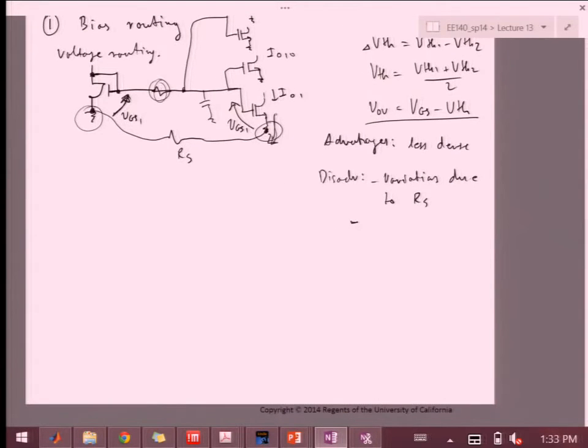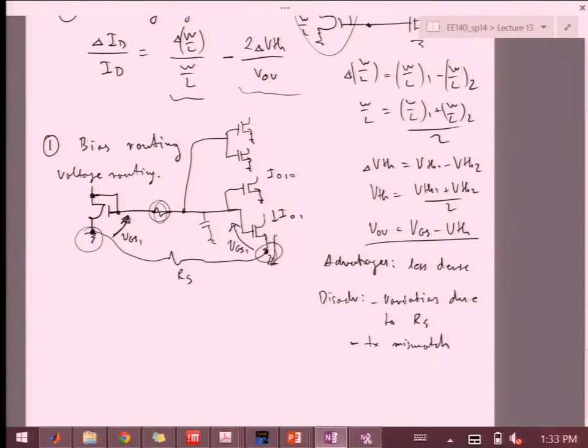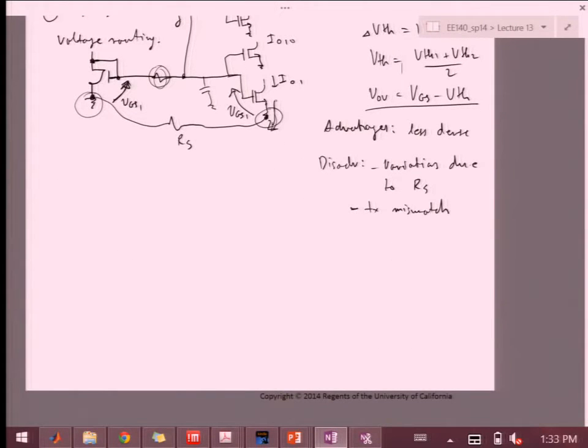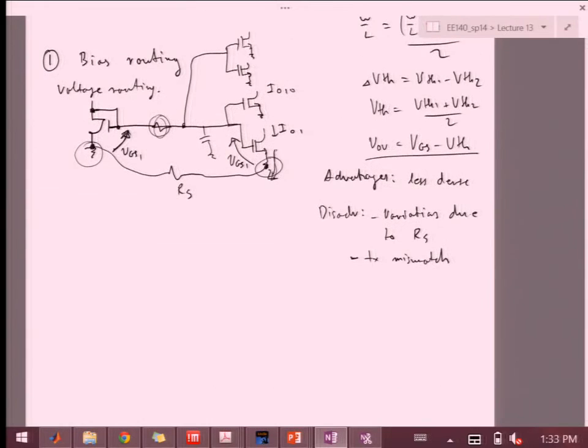So there will be transistor mismatch. We're going to have issues mostly with these factors over here on the geometry, right? And some part of the threshold variation that is due to systematic film thicknesses across the chip. So the alternative is the current routing.